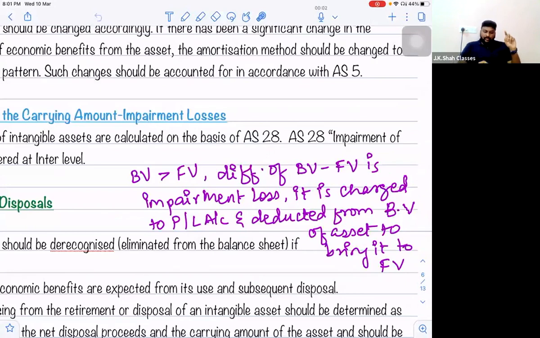If the book value is greater than fair value of the asset, the difference of book value minus fair value is impairment loss. It is charged to the profit and loss account and deducted from the book value of the asset to bring it to the fair value. And we have one question based on impairment, where the cost of the asset is actually greater than the fair value of the asset.